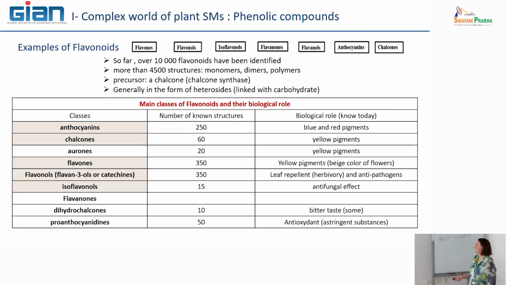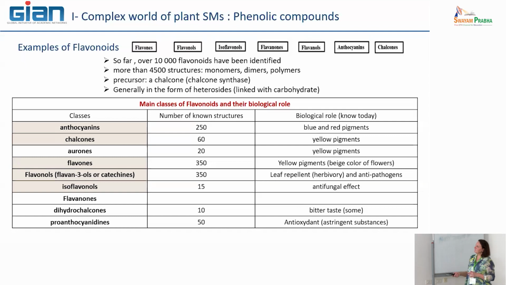Here are some examples of structures that are known for different types of classes. It's not important, just to see that there are not so many. There is a lot of work to do if we consider that more than 10,000, but I think more molecules are from this class.